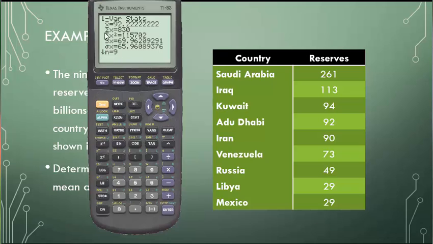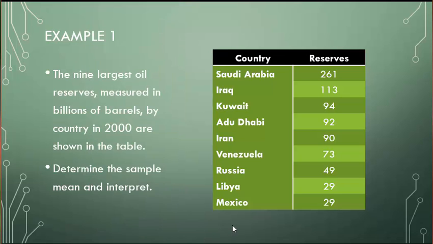And there we get our output. Notice the very first item is x bar, 92.2. So it looks like that's our sample mean. Let's go ahead and verify that.